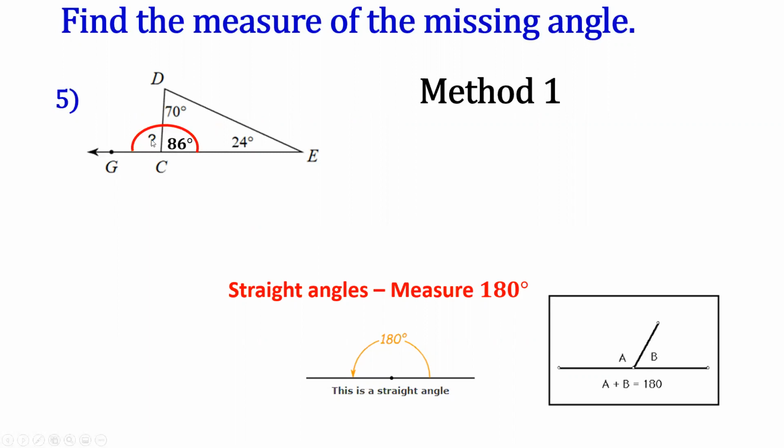So what I know is that the question mark plus the 86 together should equal 180. So to find the question mark, all I need to do is take our total of 180 and subtract what we know, which is 86. And 180 take away the 86 will give me 94 degrees. So our final answer, the missing piece, is 94 degrees.